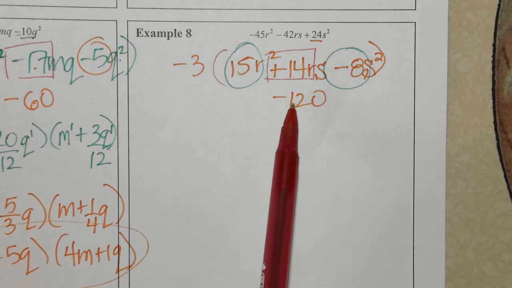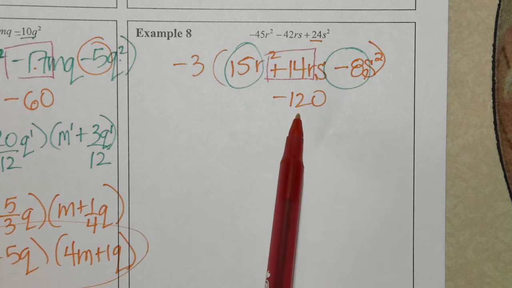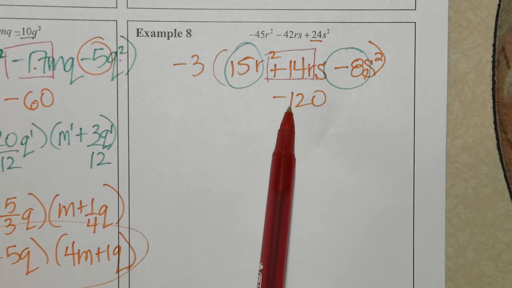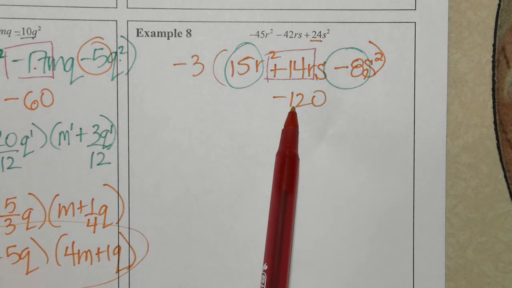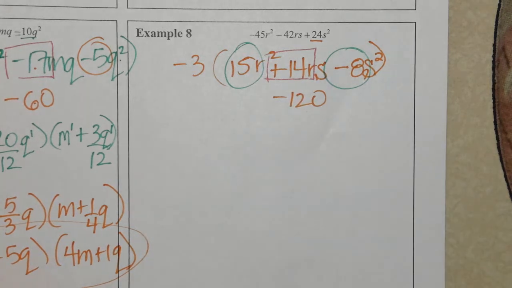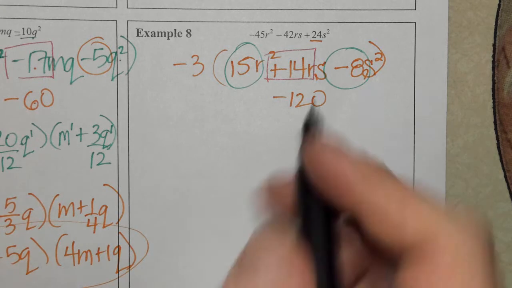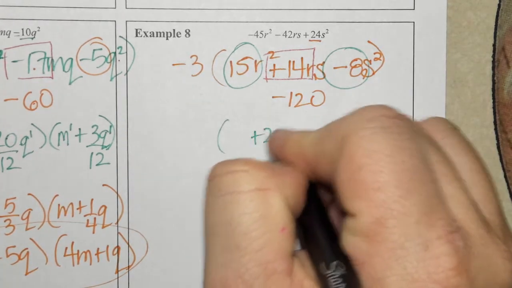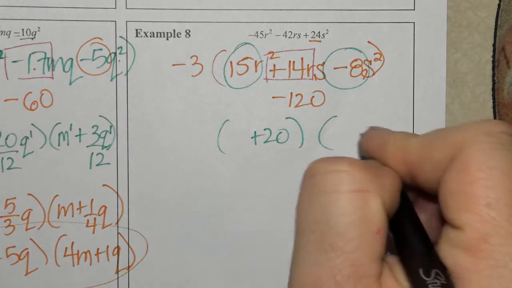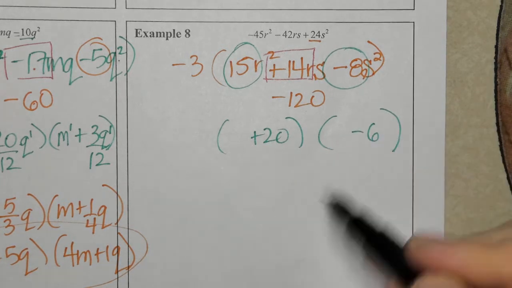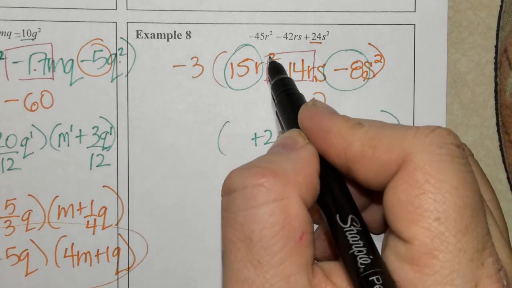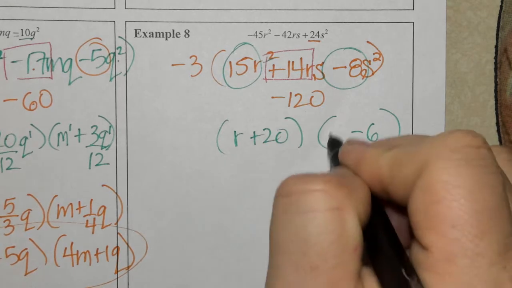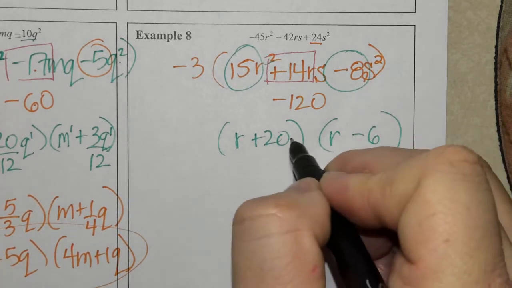5, and help me out. Just take 120 divided by 5, please. 24. 5 and 24, no. 6 and 20? Okay, 6 and 20 do work. So it needs to be a positive 20 and a negative 6. Take the r, the exponent on the r, and divide it by 2. Same with the s, divided by 2.